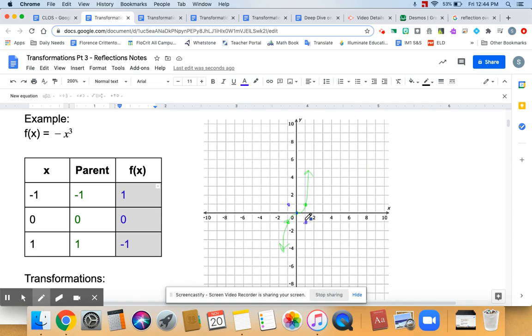And so it's like it flips over. So instead of this on the left going down, now it's going to go up. And instead of going up on the right, now it's going to go down. So that reflected it, it flipped it. So instead of going up, it goes down. Instead of going down, it goes up. Flipped over.